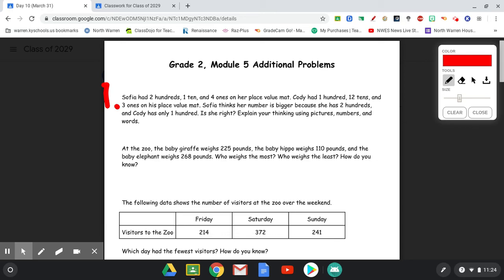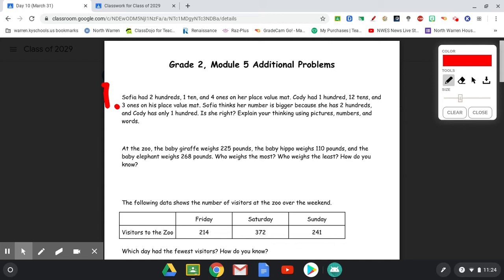Sophie has 2 hundreds, 1 ten, and 4 ones on her place value mat. Cody has 100, 12 tens, and 3 ones on his place value mat. Sophia thinks her number is bigger because she has 2 hundreds and Cody only has 100. Is she right? Explain your thinking using pictures, numbers, and words, okay?